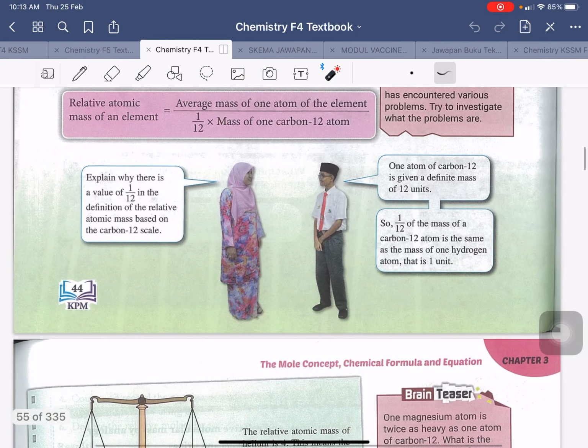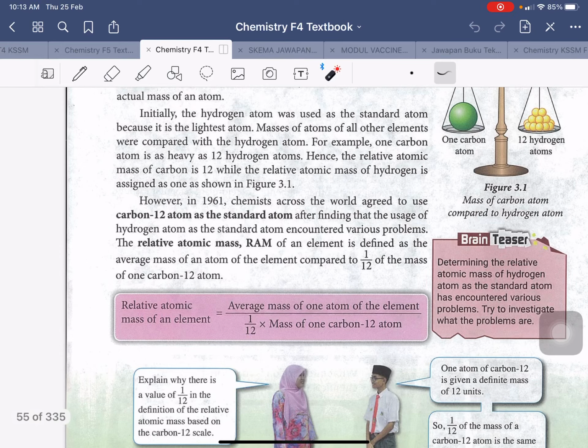Okay, so mari kita tengok the RMM of an element. So, oleh sebab itu RMM, apalah RMM itu adalah didefinisikan sebagai average mass, jisim yang average, jisim yang biasa ataupun jisim yang purata of an atom of the element apabila dibanding when compared to 1/12 of the mass untuk satu carbon atom. Jadi cikgu ringkaskan di sini ya.